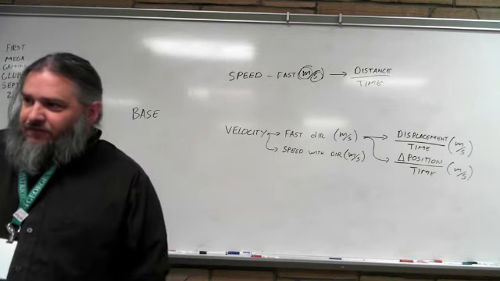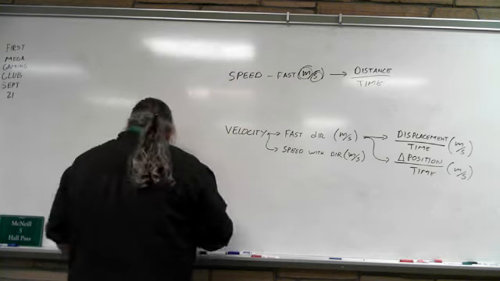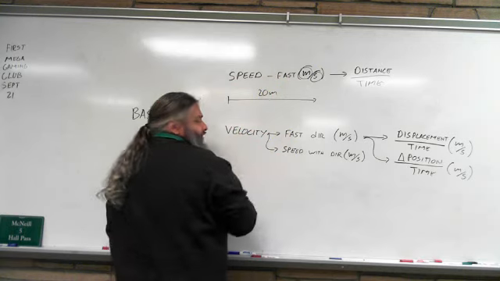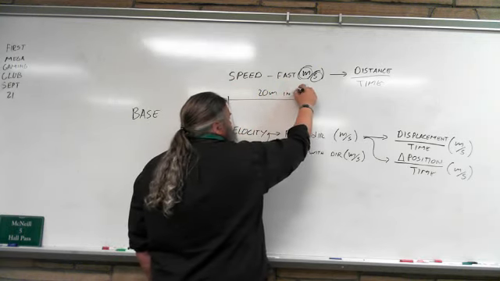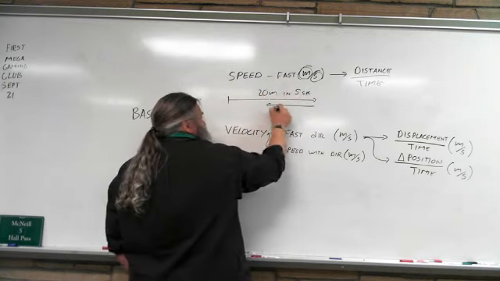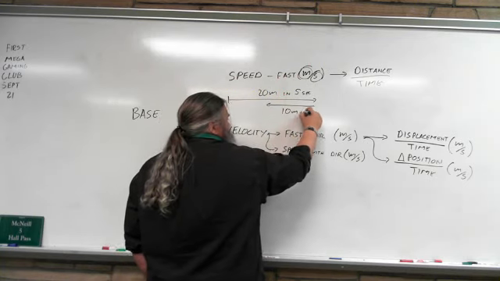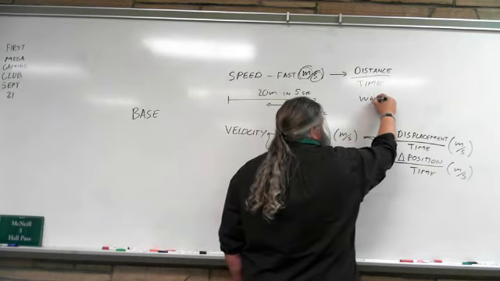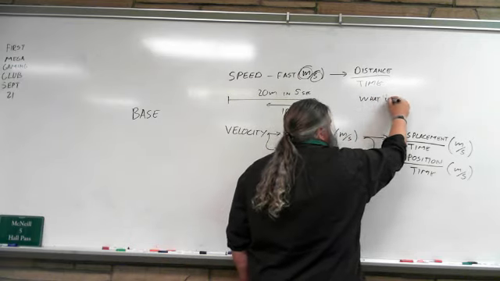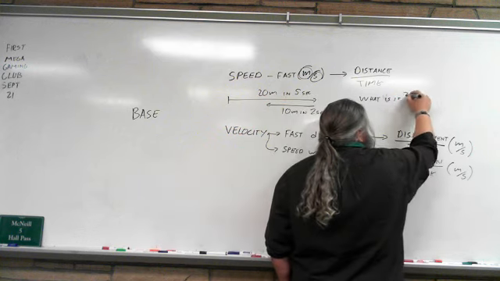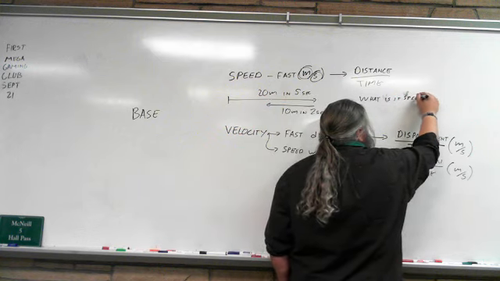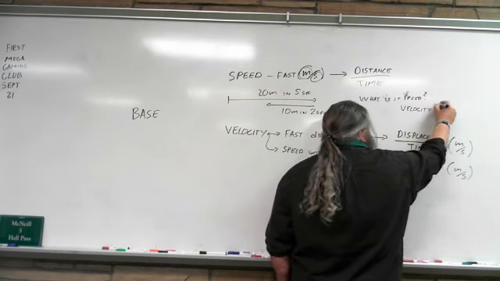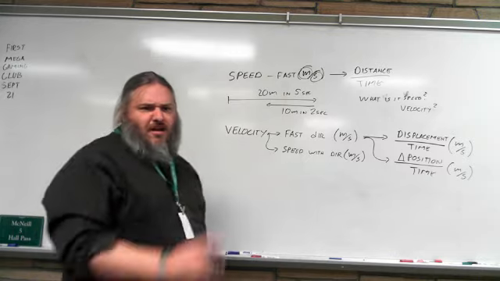So let's try an example problem. Imagine that I have a car that goes 20 meters in that direction in 5 seconds and goes 10 meters in this direction in 2 seconds. What's its speed? And what is its velocity?